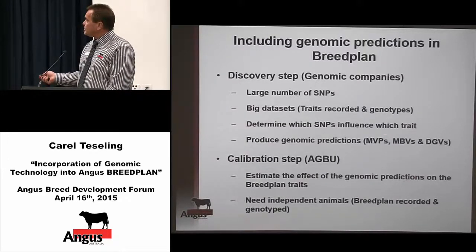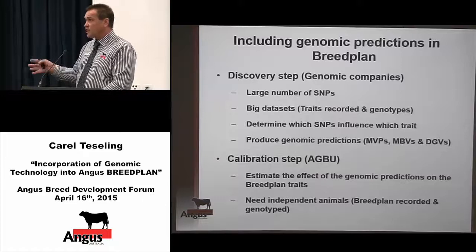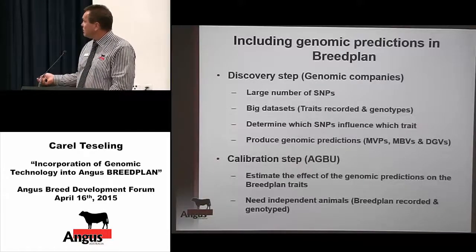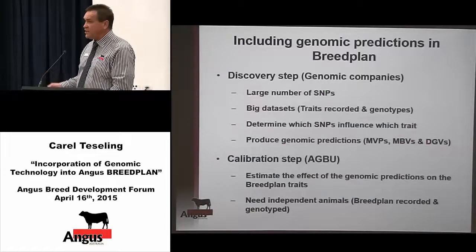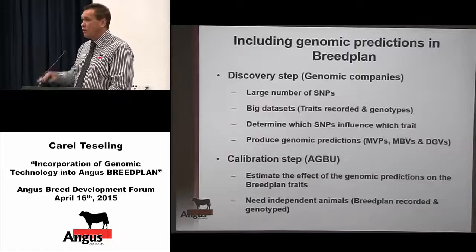Then, of course, what needs to happen is you need to analyze that information to determine which SNPs influence which traits. So you start to do an analysis to work that out. And once you've determined that, you produce genomic predictions. That can be the Zoetis MVPs, or the GeneSeq MVVs, or Genity MVVs, or the CRC DGVs. So they're all basically the same thing.